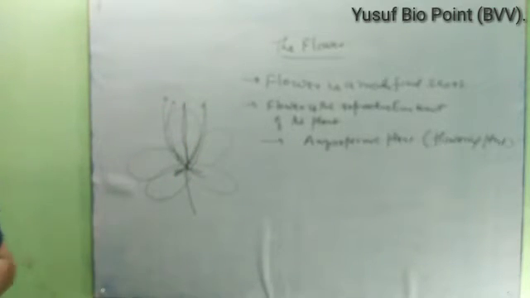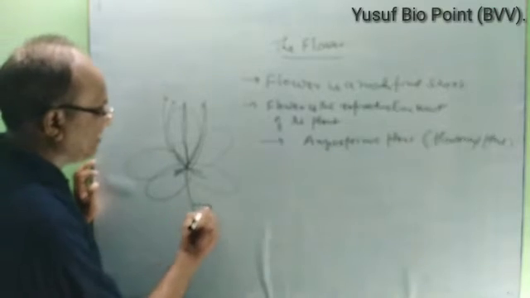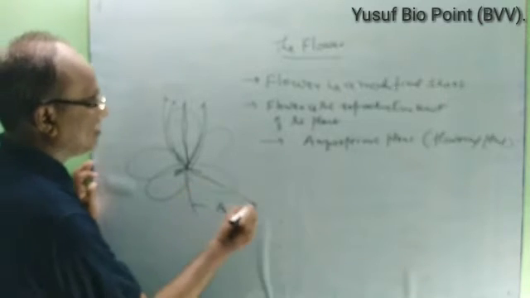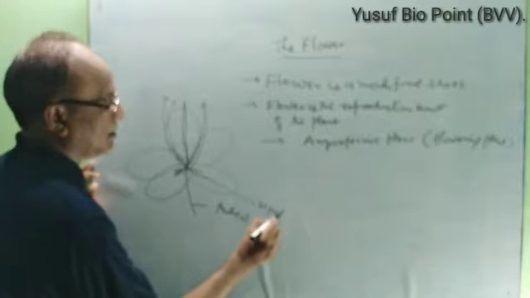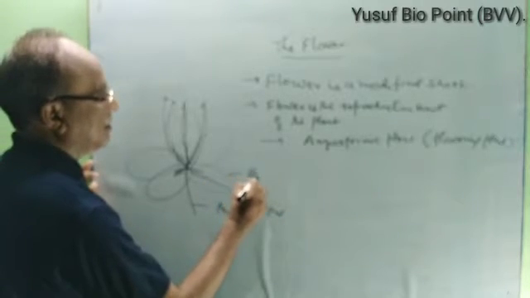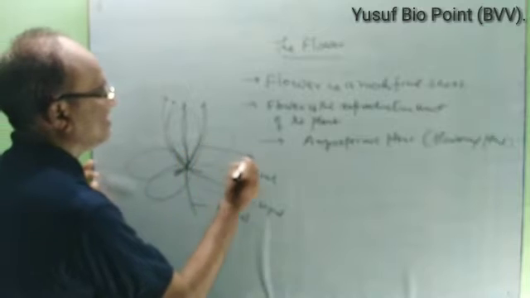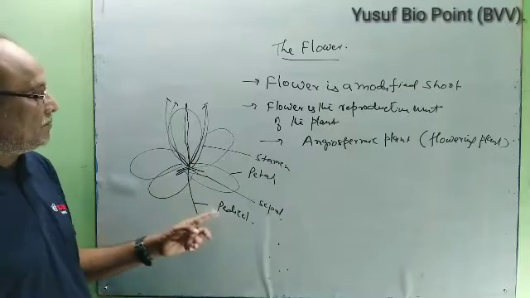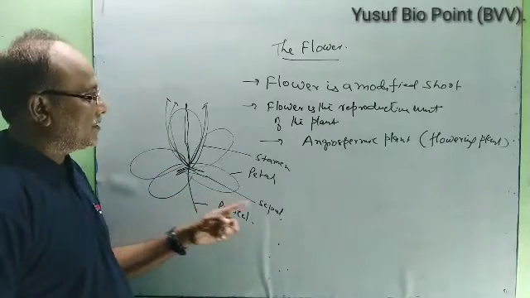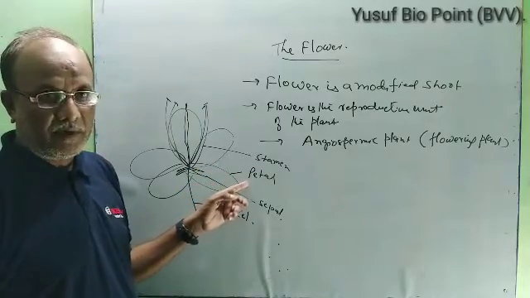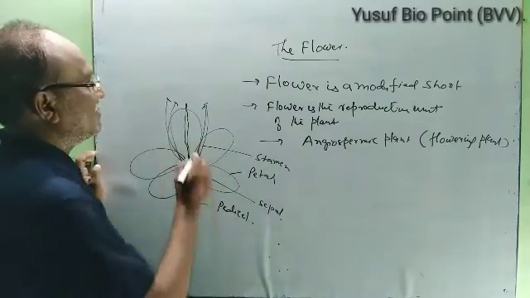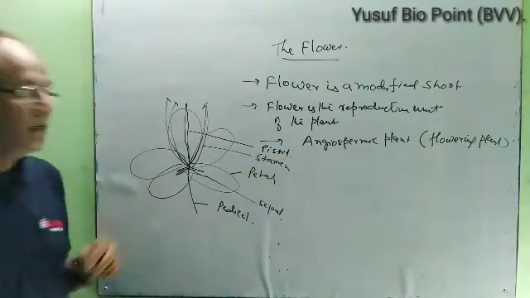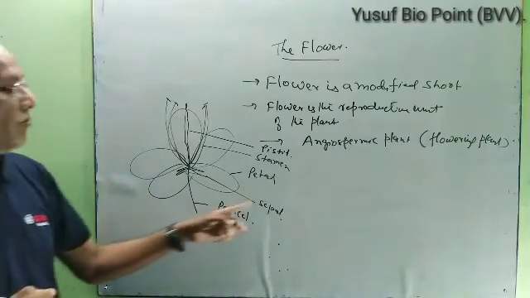So this is a flower. It has certain parts. This is called pedicel. This is called sepals. This is called petal. This is called a stamen. This is the flower. This is pedicel. The green part is sepal. The colored part is petal. And this is a stamen. And this one is known as pistil. They are the four main parts of the flower: 1, 2, 3, 4.